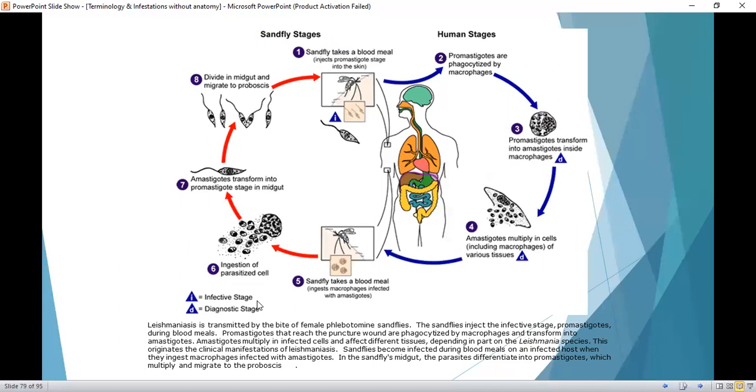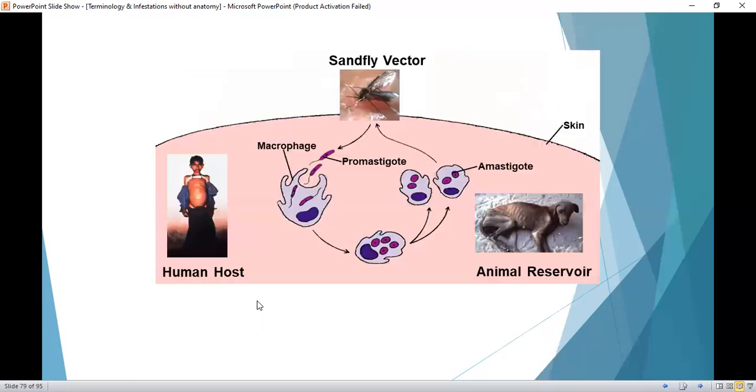It is the promastigote that is transmitted from the sandfly to humans. In humans, the promastigotes go through their life cycle and amastigotes are formed. Then the amastigotes are transferred if the sandfly takes a blood meal from the infected patient, and the amastigote cycle takes place in the sandfly. Same thing: promastigote life cycle in the human and amastigote life cycle in the sandfly. And there are some animal reservoirs like rodents.